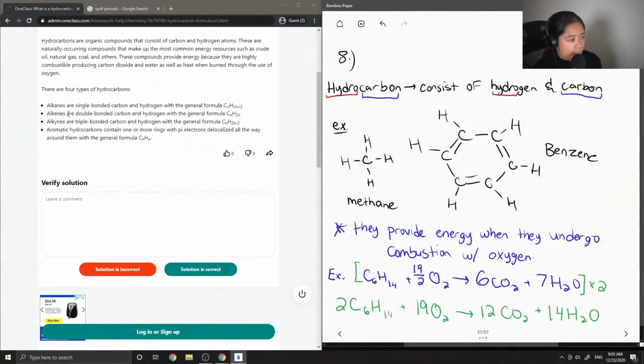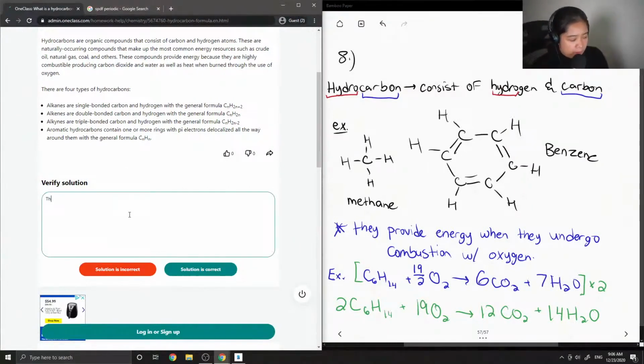And then alkenes are double bonded carbon and hydrogen with the general formula CnH2n. Alkynes are triple bonded carbon and hydrogen with the general formula CnH2n-2. And then aromatic compounds like our benzene contain 1 or more rings with pi electrons delocalized all the way around them with the general formula CnHn. Yep, so this solution is correct.